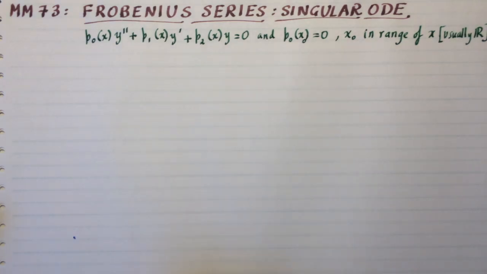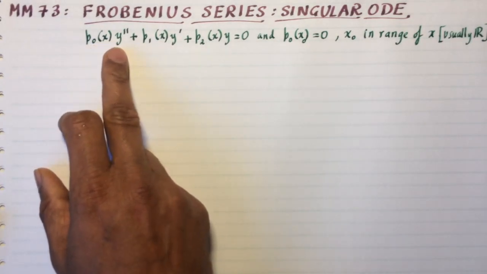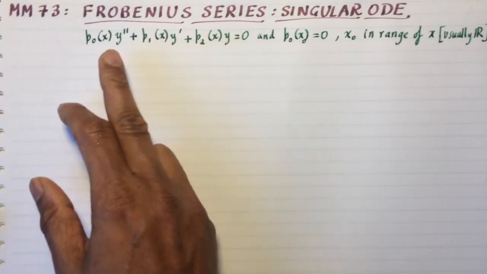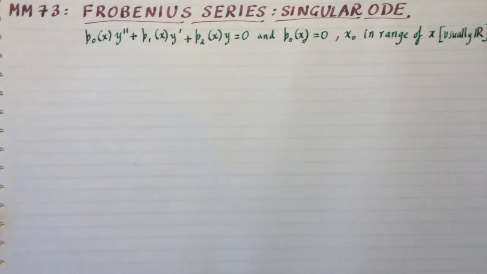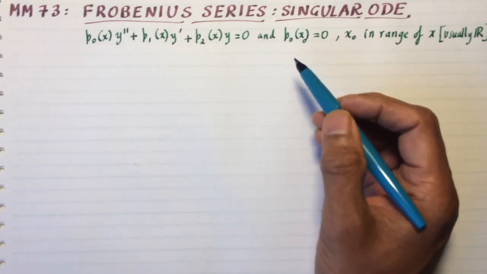Let's talk about solving series that are not regular. If you have series where the first term, the coefficient of y double prime, is not something you can easily divide everything by because it becomes 0 in the range of x. We usually take the range of x, if it's not mentioned, to be all of the real line. Then you cannot divide both sides because you cannot divide by 0. So if you have this embarrassing situation, then our previous methods cannot be used.